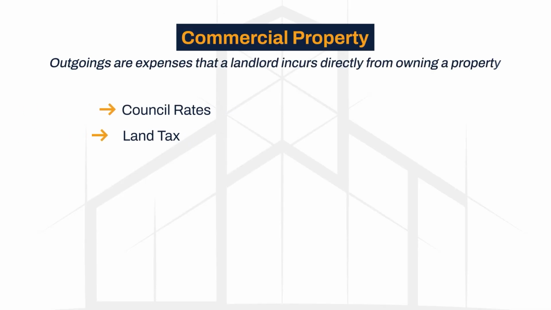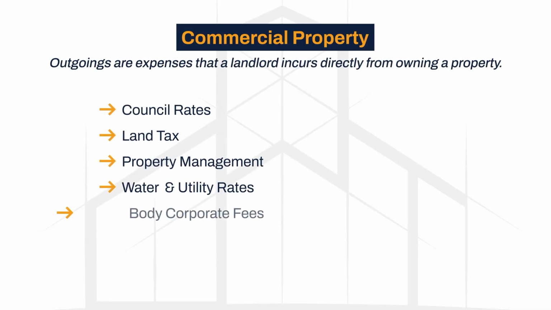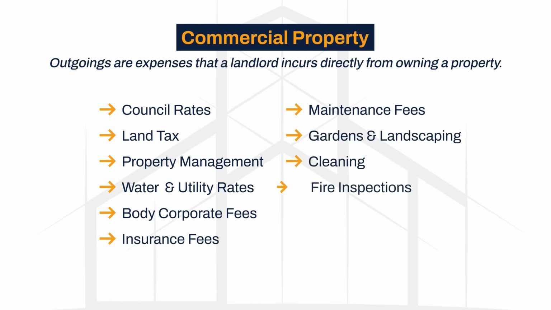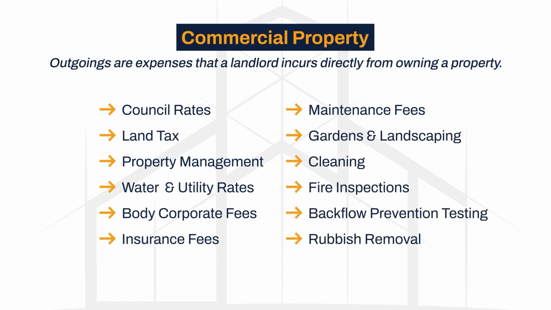Outgoings are expenses that a landlord incurs directly from owning a property. These costs can make a big difference to a tenant's bottom line and the owner's cash flow, so knowing who pays them is important. The outgoings are what strips the cash flow out of your pocket. In this lesson, we'll look at the most typical outgoings on a commercial property.